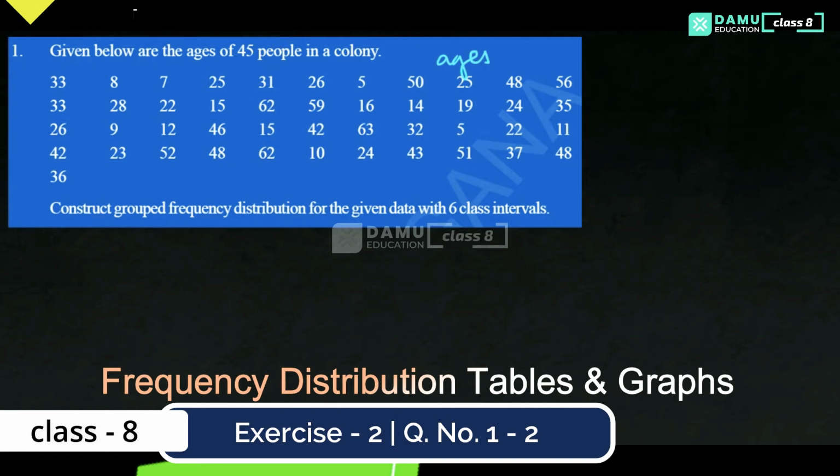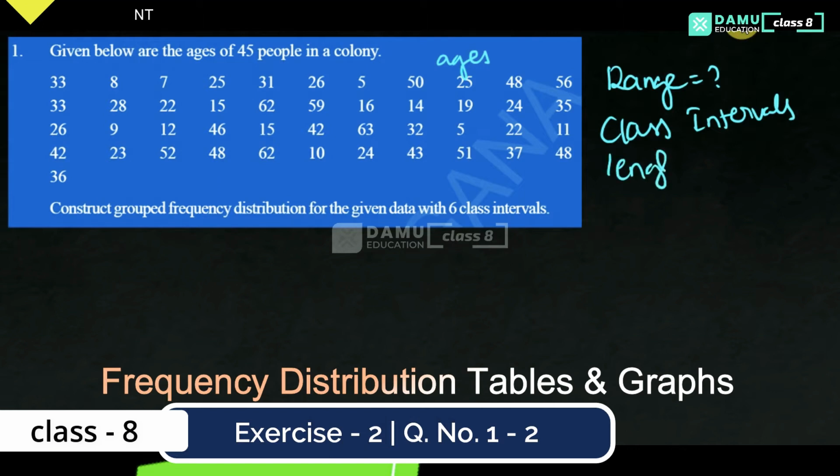Before going to this, we should know one formula. What are class intervals and what is the length of a class interval? What is meant by range? We should know about this. Class intervals are also shown as CI in shortcut form.